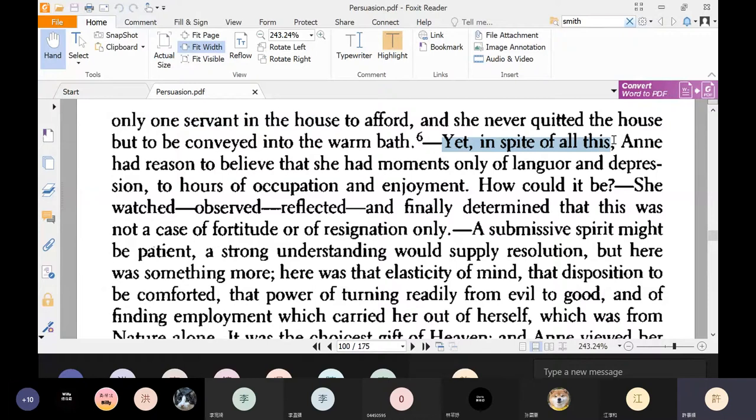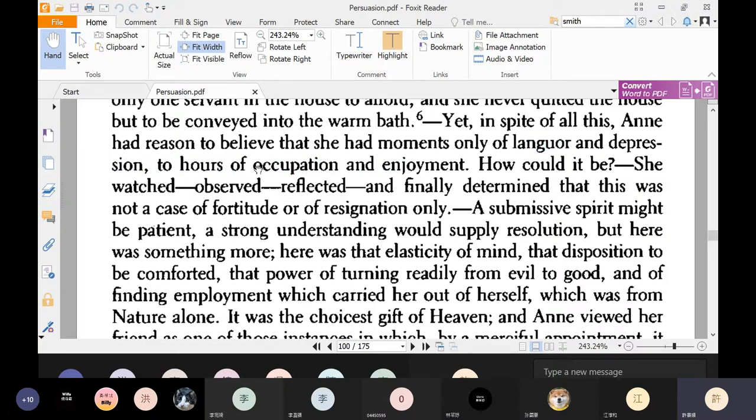Yet in spite of all this, Anne had reason to believe that she had moments only of languor and depression to hours of occupation and enjoyment. So that Mrs. Smith has languor, which means laziness, but in a good way, like lying around resting, enjoying resting, and depression, which is, you know, understandable in this situation. Mrs. Smith also had occupation, which means something to do, and enjoyment. How could it be?